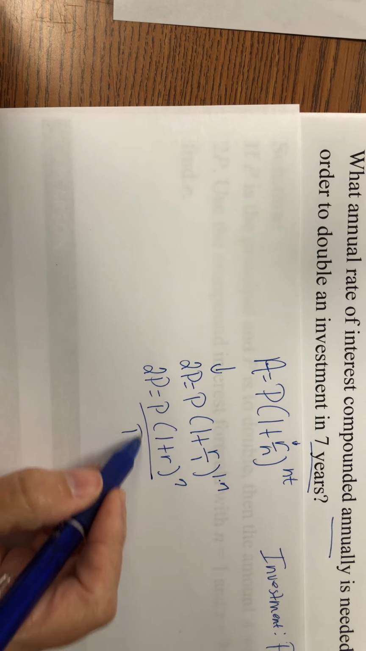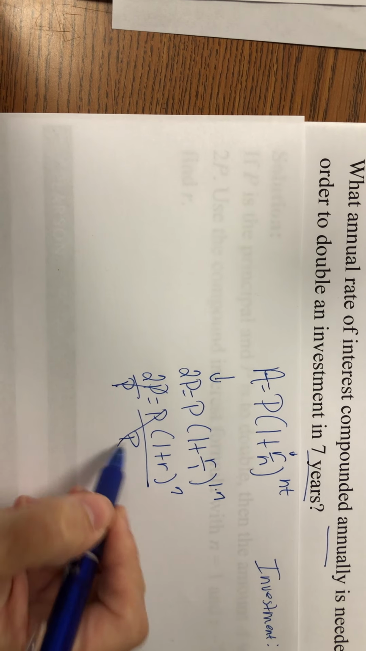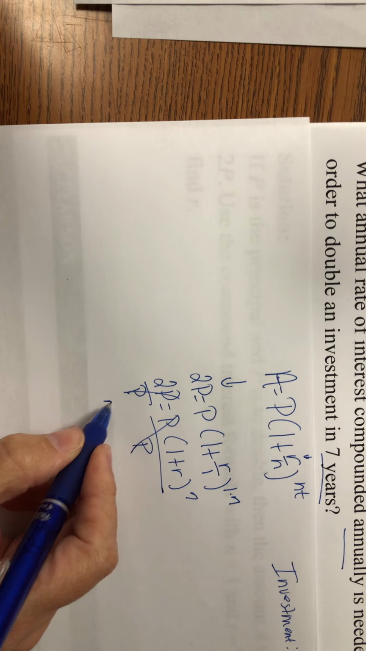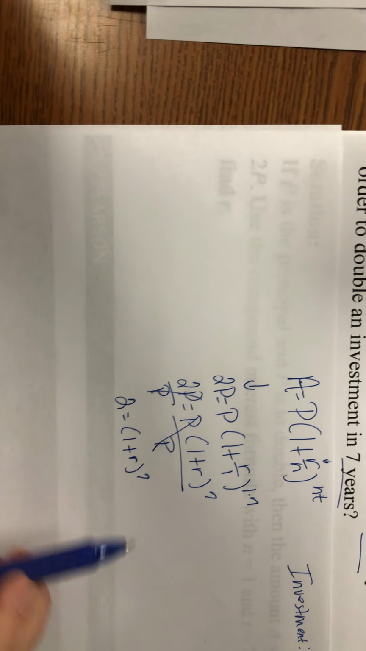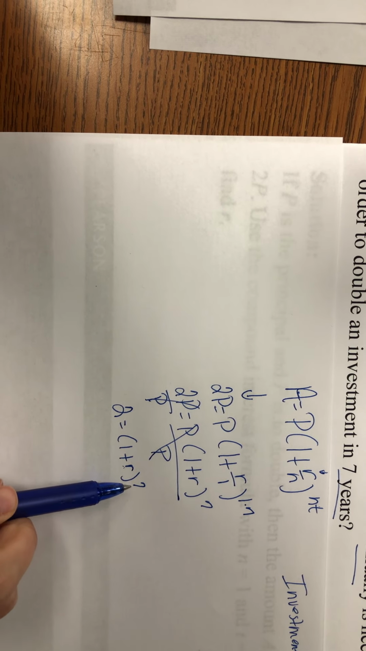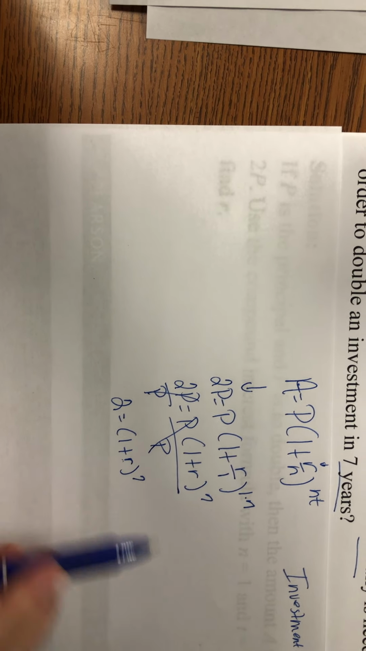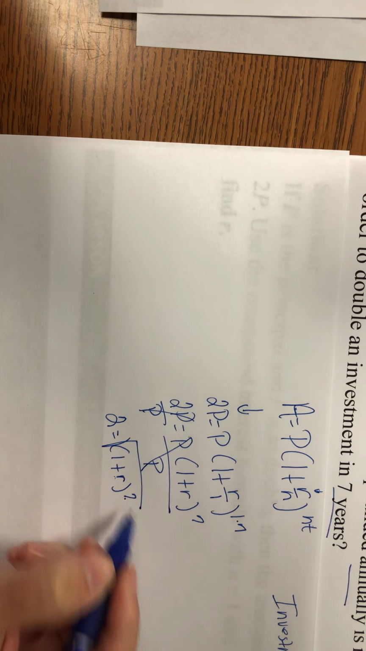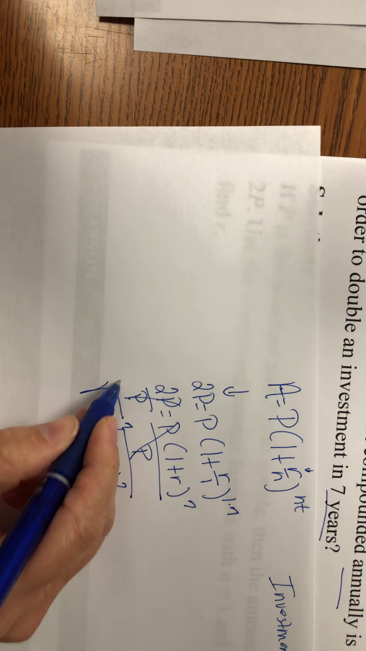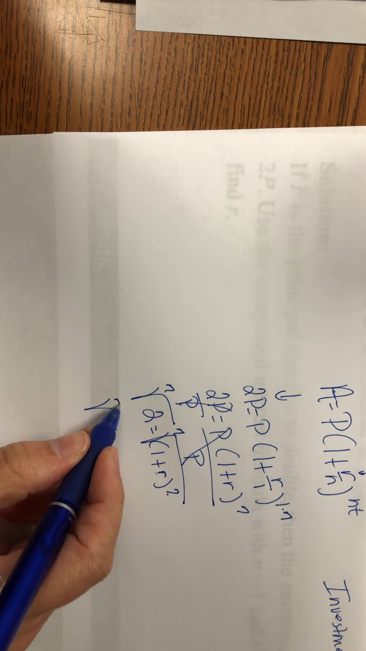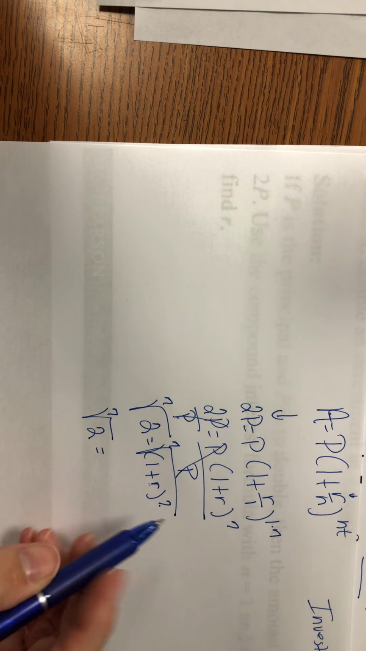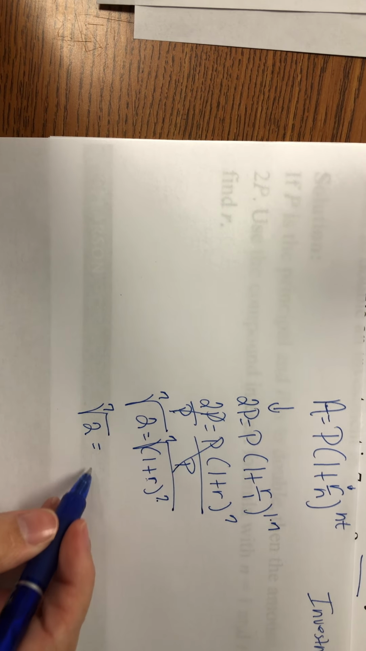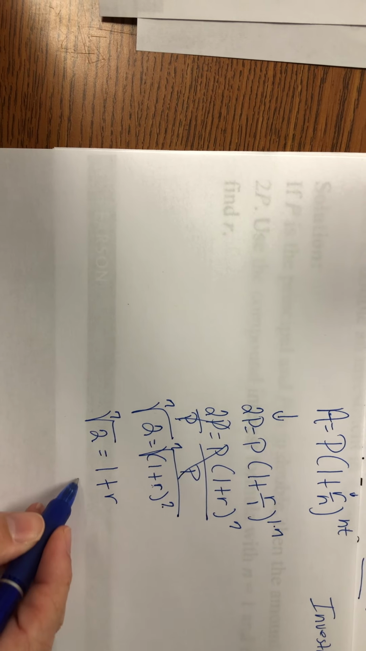First thing I see is that I can get rid of this P by dividing both sides by P, and both of them will cancel out, which is kind of the point. And then I need to get to the R, but I can't because it's raised to a power of 7. Well, I know how to get rid of a 7th root. I will take the 7th root on both sides. So here I'll have the 7th root of 2 is equal to the 7th root of 1 plus R to the 7th power. Those two undo each other, and you're left with 1 plus R.